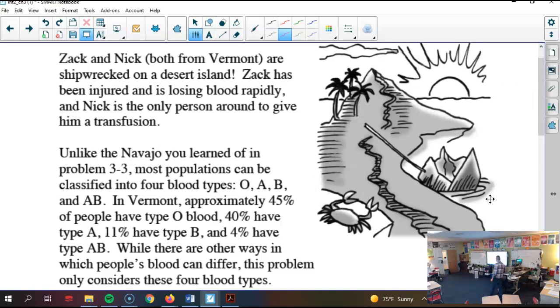So, important information. For some reason, you're traveling with people from Vermont. Cool. 45% of people have type O. Because we literally just discussed how many people have type O, it's less common in just general people. Write this down. Because then you're probably going to need to make a model because we have a lot of pieces here. 40% have type A. 11% have type B.